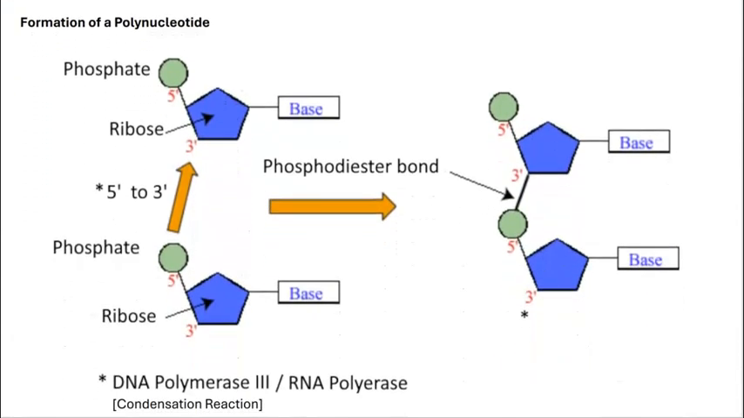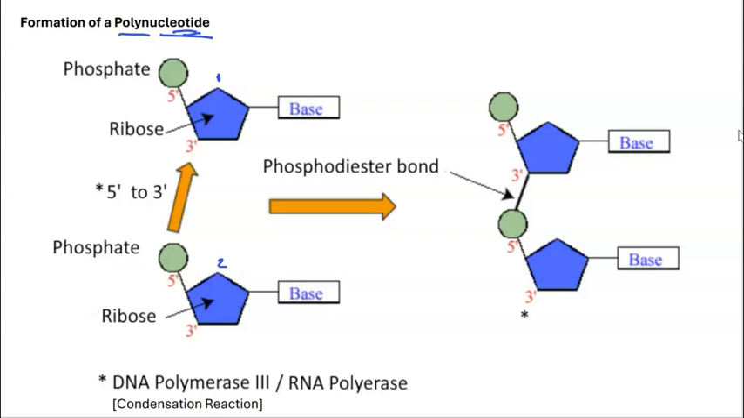So as the name suggests, polynucleotide means that we're going to be joining many nucleotides together, and we're going to look at the mechanism for how this actually occurs. So we've got the first polynucleotide here and the second polynucleotide here. So we're adding number 2 to number 1.